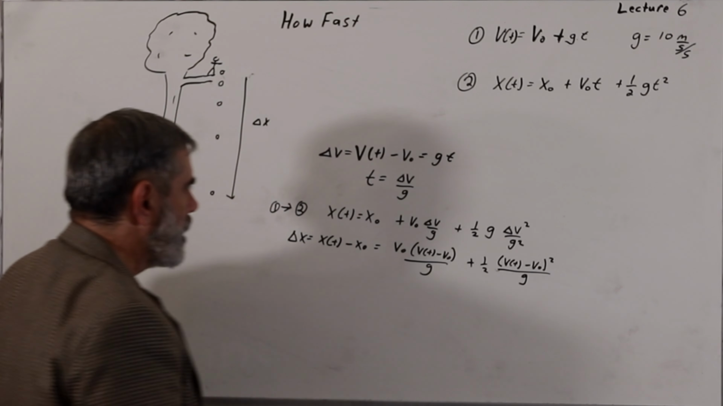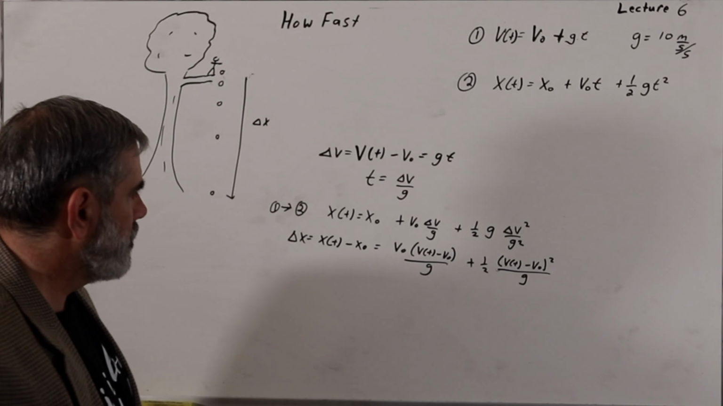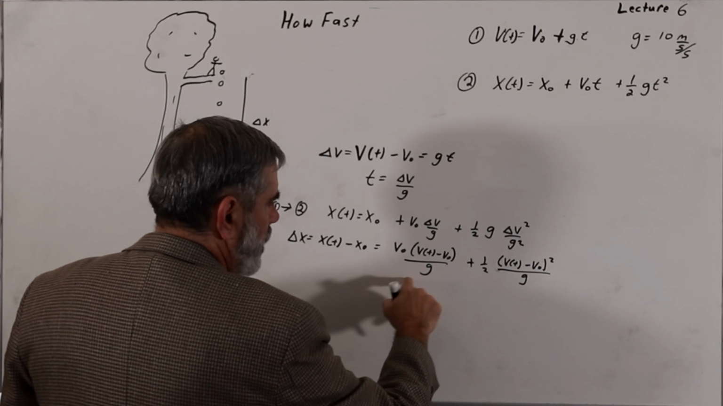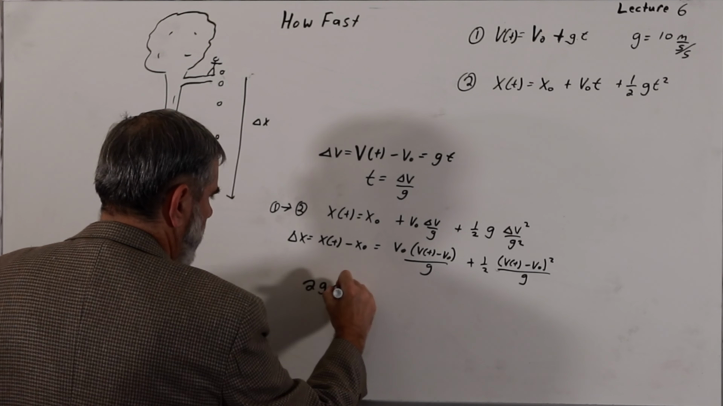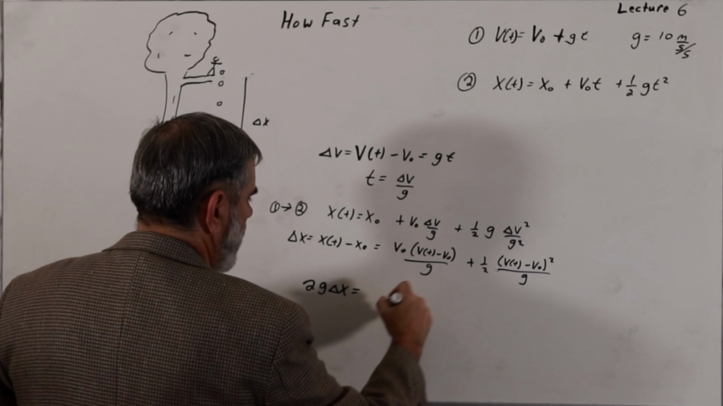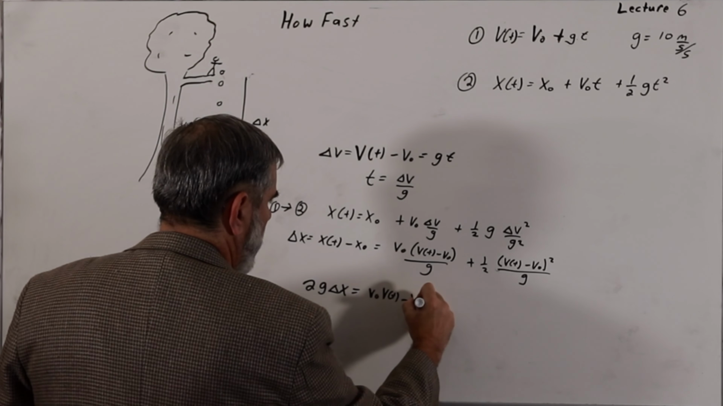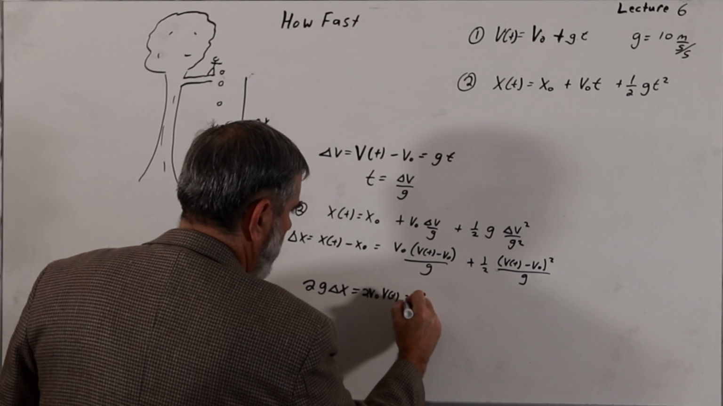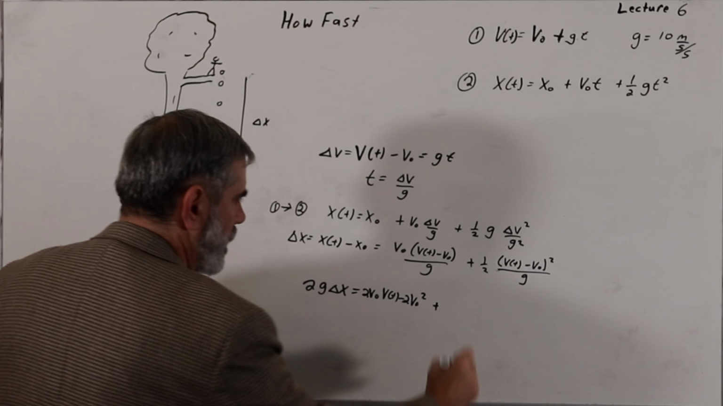all over g. All right, the next thing I'm going to do is multiply both sides by 2g. Doing so will cancel this half here, but it'll put a 2 on this term here. But we'll get rid of the g in the denominator of both of these terms. And so I'll get that 2g times delta x is equal to v naught times v of t, minus v naught squared. And both of these are times 2, so I'll put a 2 in front of both of them. There we go. Plus, now I've got to square this term out.